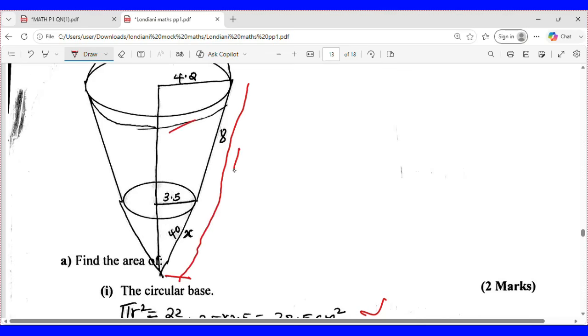So we need to get the capital L because small l is here. This is small l, and this is capital L. So that's what we need to get.